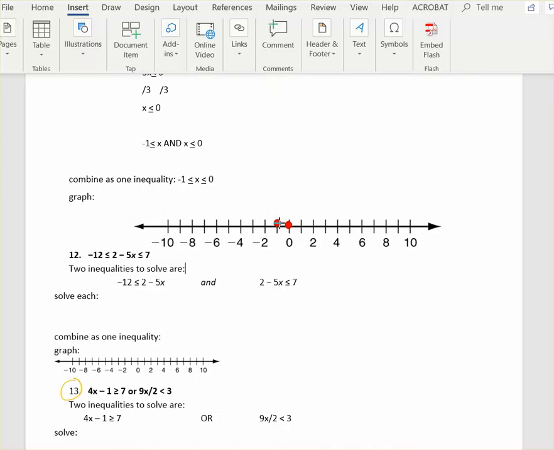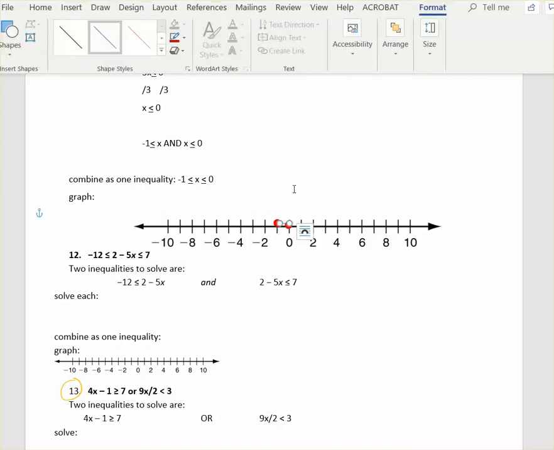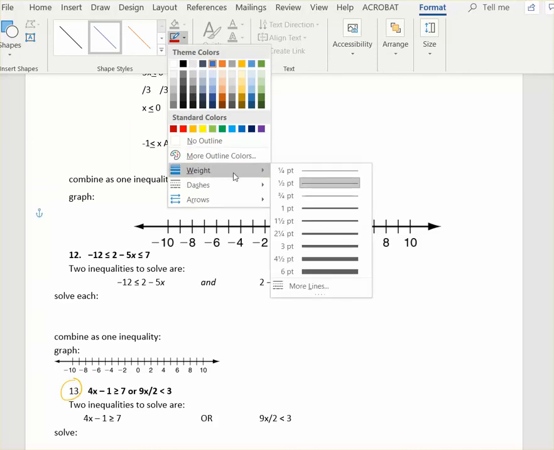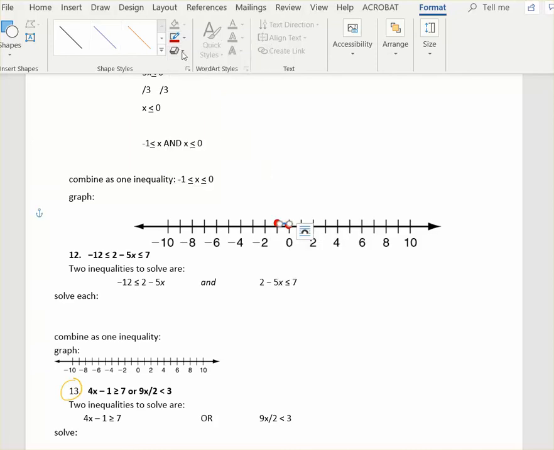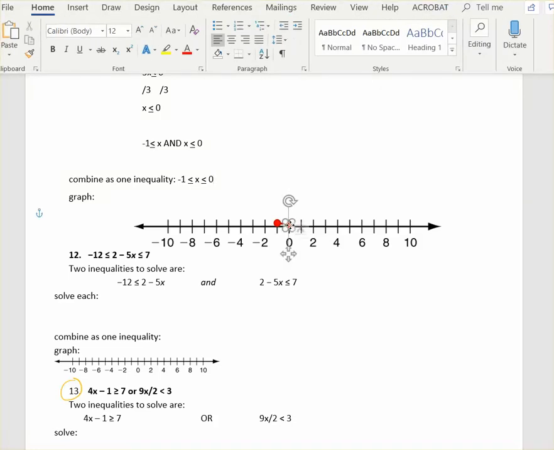And I just need to draw a line between those two. Now my line is really thin right now, so I can change the weight to something darker. I can change the color to match, something that will show up a little bit. And you don't have to worry if these aren't really lined up correctly. I got the idea. I can see that I want all the points in between and including -1 to 0.